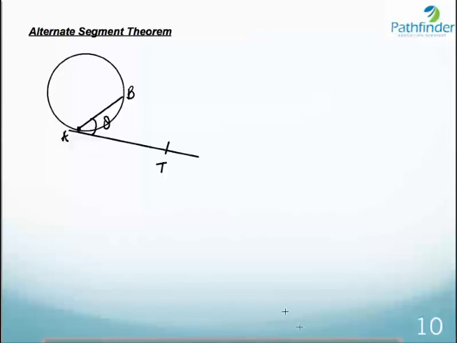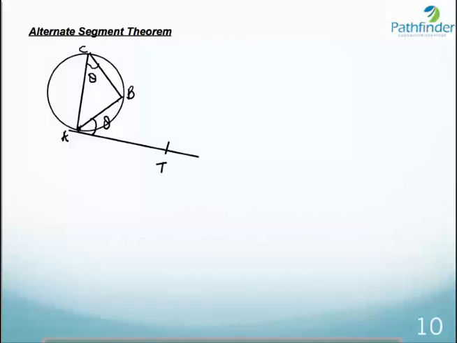So what is the angle theta equal to? This angle theta is equal to the angle subtended by the chord at the circumference. So if this angle is angle ACB, then angle ACB must also be equal to theta. So this particular rule or this particular theorem is known as the alternate segment theorem.